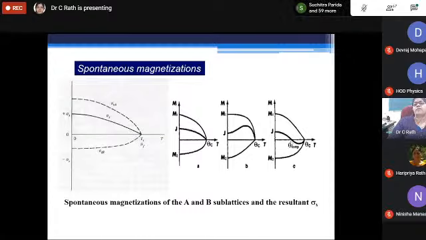And this crossing of zero at the temperature axis is known as the compensation temperature. That means at this temperature, both sublattice magnetizations are exactly equal. So this is a very important parameter, the compensation temperature, which you observe mostly in ferrimagnetic material.